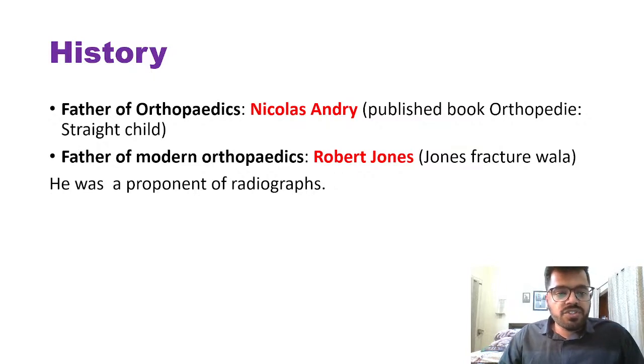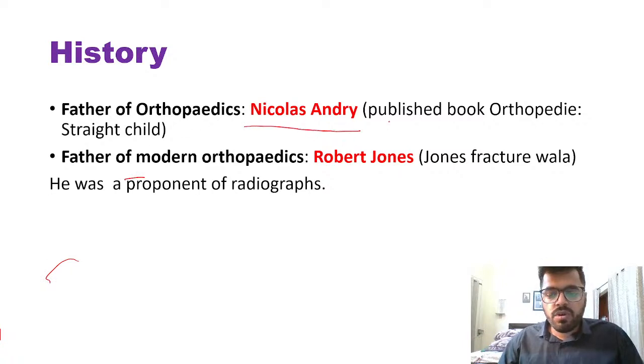Let's start with the history of orthopedics. As we know, the father of orthopedics was Nicholas Andry. He published the book Orthopaedia back in the 17th century. Ortho meaning straight and paedia meaning child. Basically, it was a memoir for parents to know how to correct deformity of their children. So that was the first account of orthopedics ever made. That's why Nicholas Andry is called the father of orthopedics.